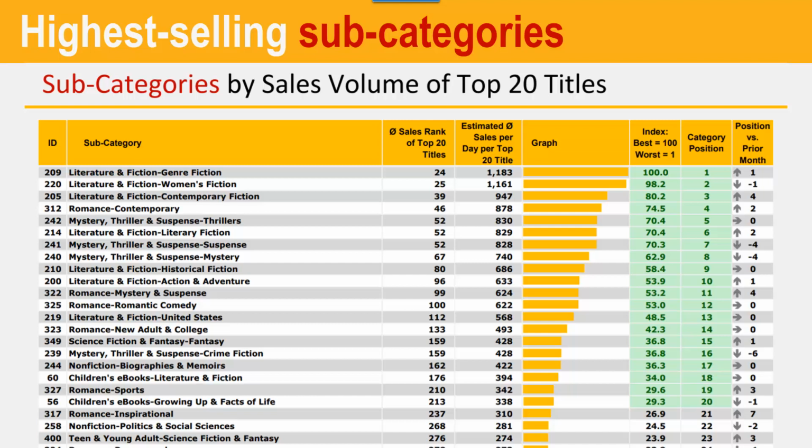Here are the highest selling subcategories by the volume of the top 20 titles monitored over time. So things like women's fiction, contemporary fiction, these are very broad categories: contemporary romance, thrillers, suspense, mystery, you name it. But then it already becomes more specific: romantic suspense, crime fiction, biographies and memoirs, and of course you can then get into more and more detail, and of course many of you will want to really identify certain niche markets.